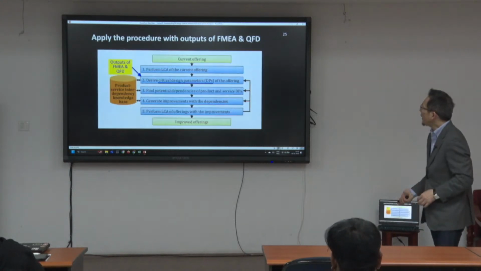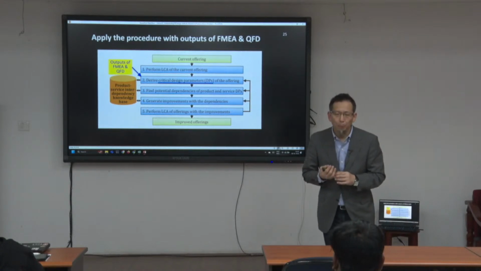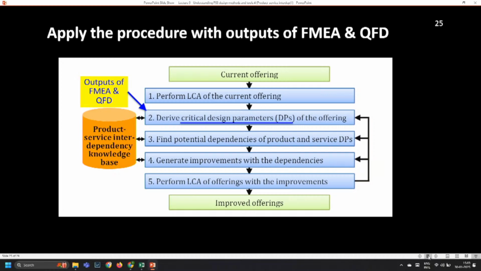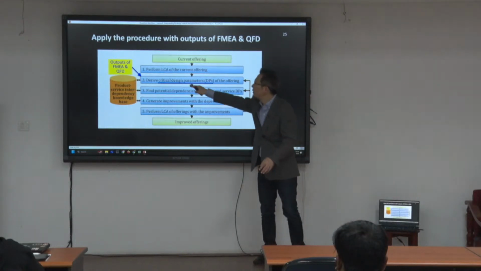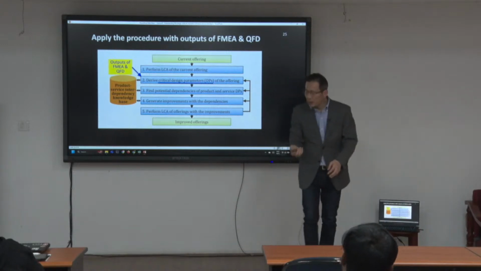So now I would like to help you with your project work. So my suggestion is basically use step 2, step 3, and step 4 using the knowledge base, using the Excel file you have access to. And here, as the starting point, critical design parameters of products and services. I suppose you have some useful outputs from FMEA and QFD. No? So, of course, you are recommended to use the outputs from the other methods. And then once you have these critical design parameters, then you should move to step 3, right?